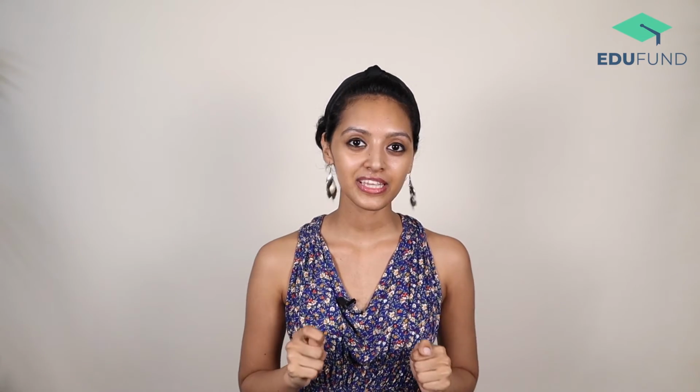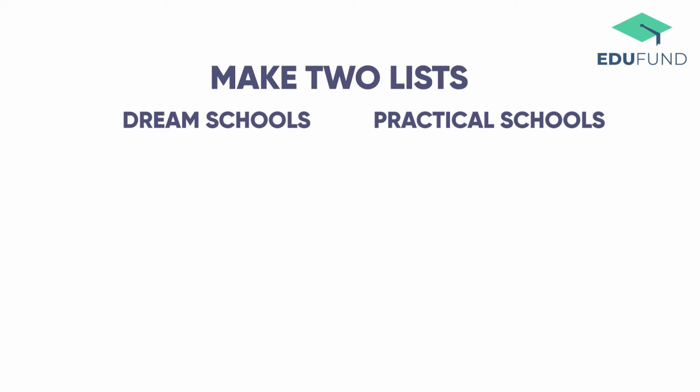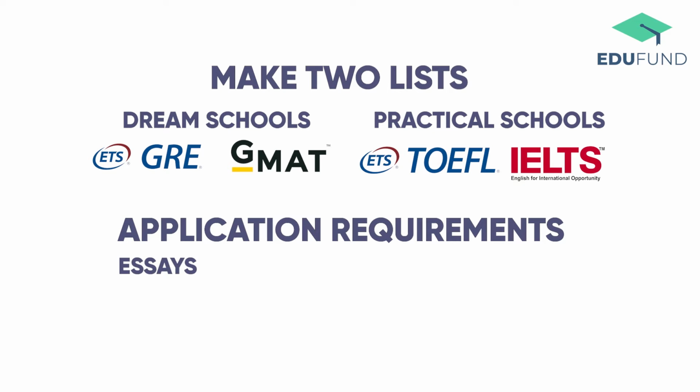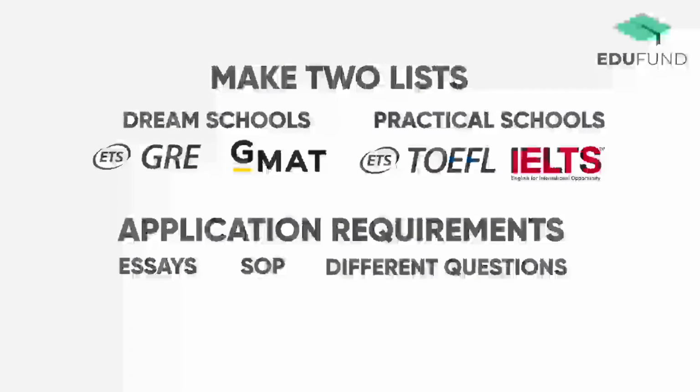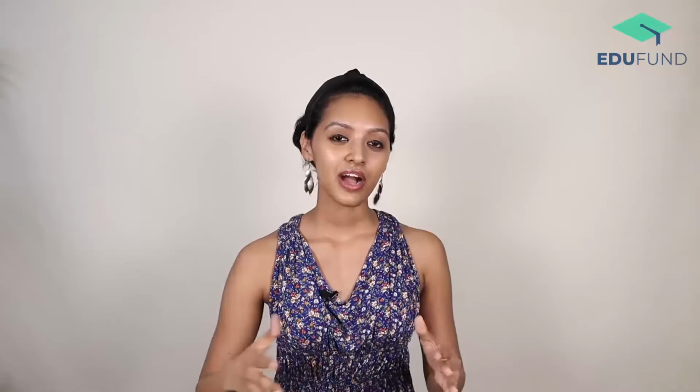So let's do a quick recap of what we went over. First, you're going to make 2 lists: dream schools, practical schools. Then you're going to see if they need a GRE or they need a GMAT. Then you're going to see your TOEFL and IELTS. Then you're going to see specific application requirements, essays, SOPs, or if they need some questions to be answered. And finally, if they have a group discussion, personal interviews, or any other method of testing if you're a good fit for that university. So this marks out your whole process of application.